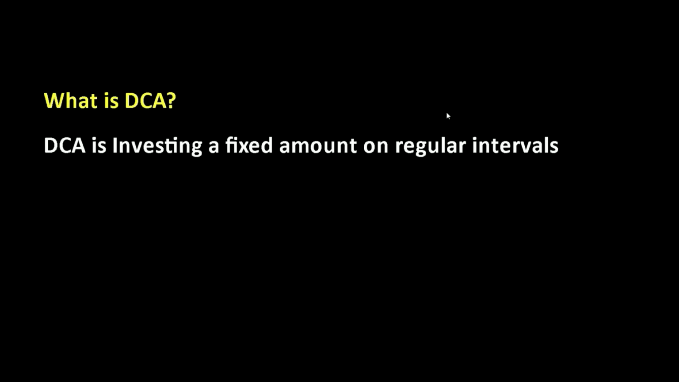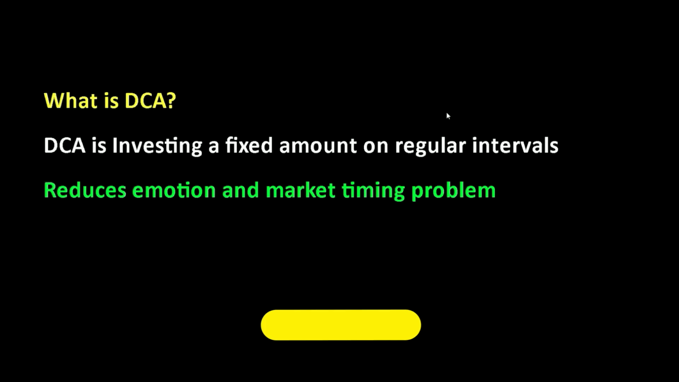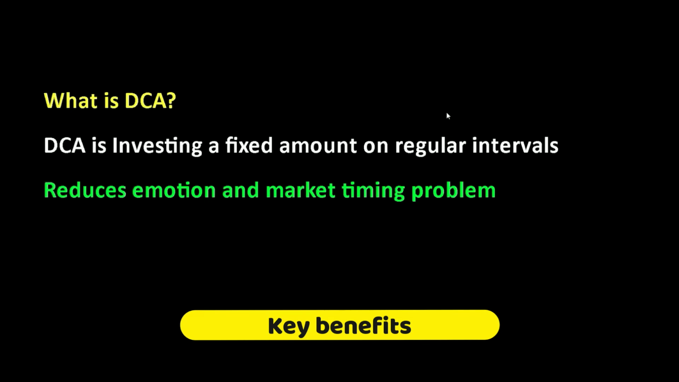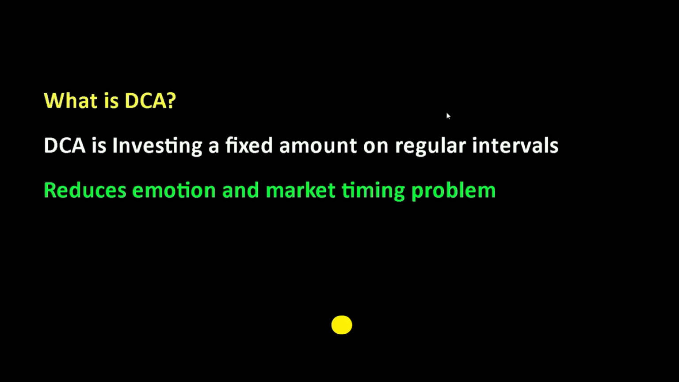The key benefits of doing DCA, of course, is that it reduces emotions and market timing problem. Why? Because you have already determined what you will do. You will invest $100 at the end of each month. So there is no active decision that you need to make. That is why no emotion is involved. And also you're not planning to time the market because you have already determined at the end of each month you will put $100. So this is how it helps you.